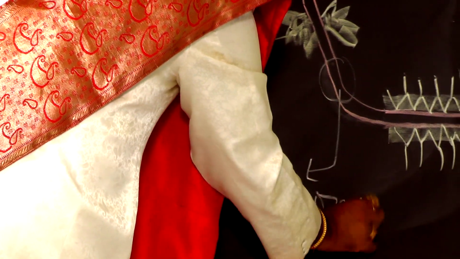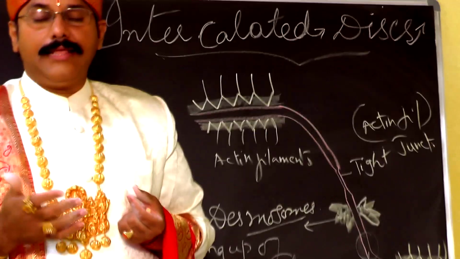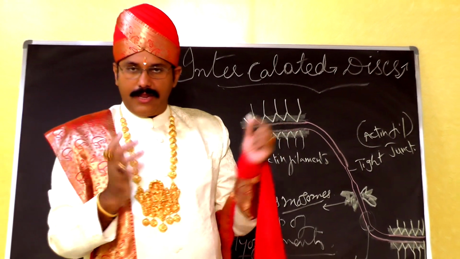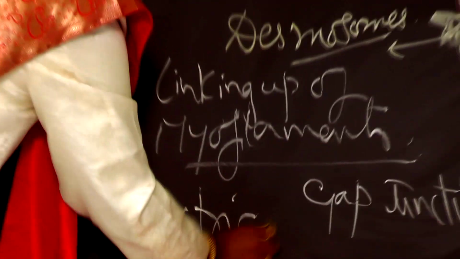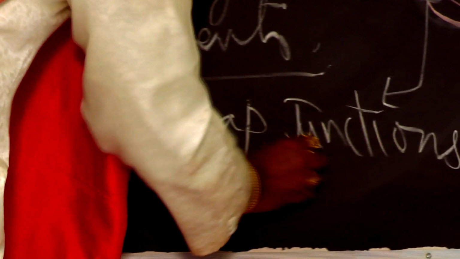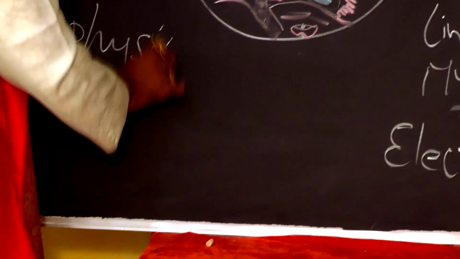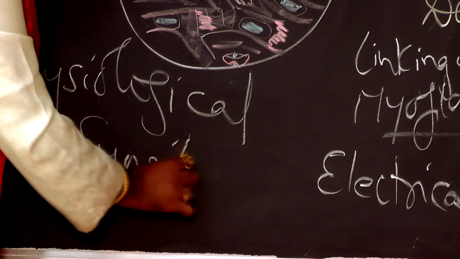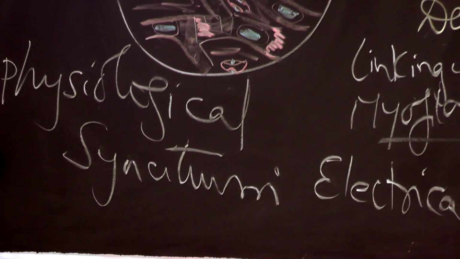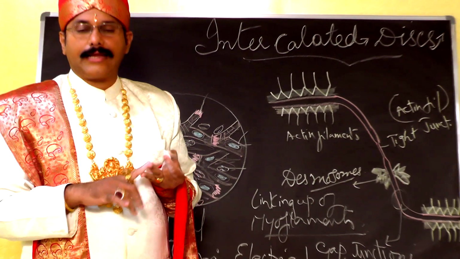Now what are the gap junctions doing? The gap junctions are enabling the electrical continuity between the adjacent cardiac myocytes. Because of this electrical continuity, the entire cardiac musculature is turned into a physiological syncytium. Are you understanding? So you can understand now the intercalated discs.